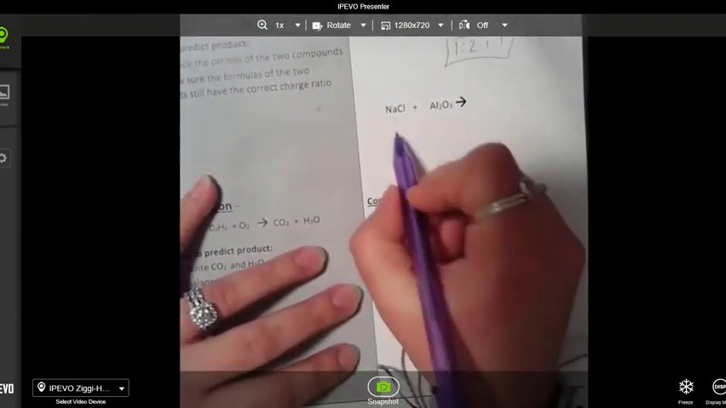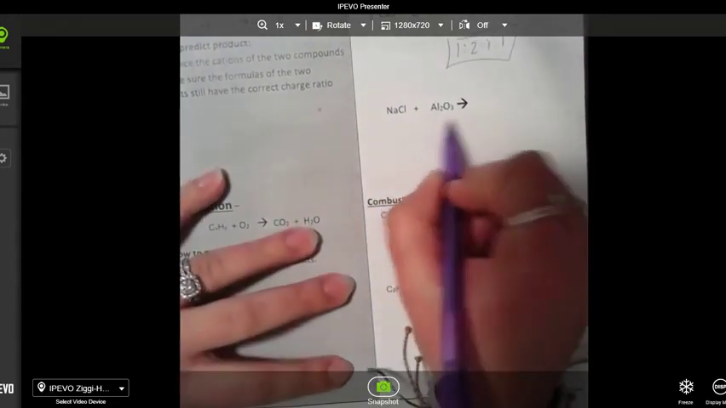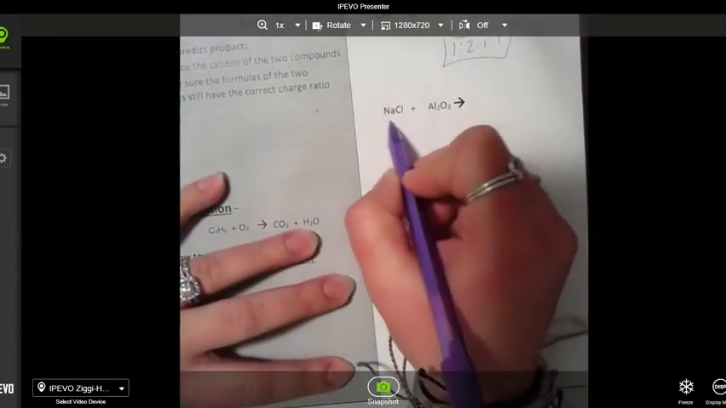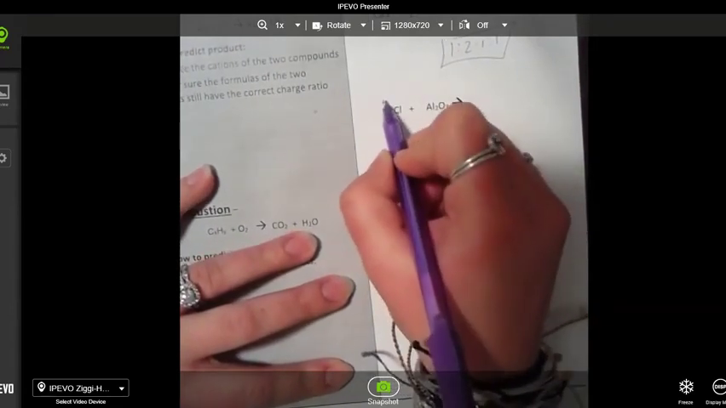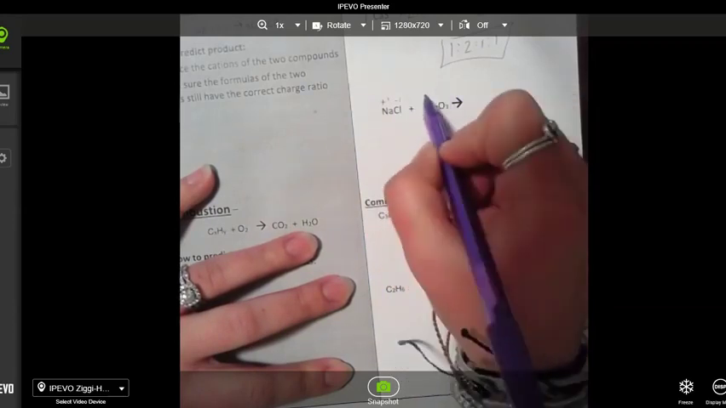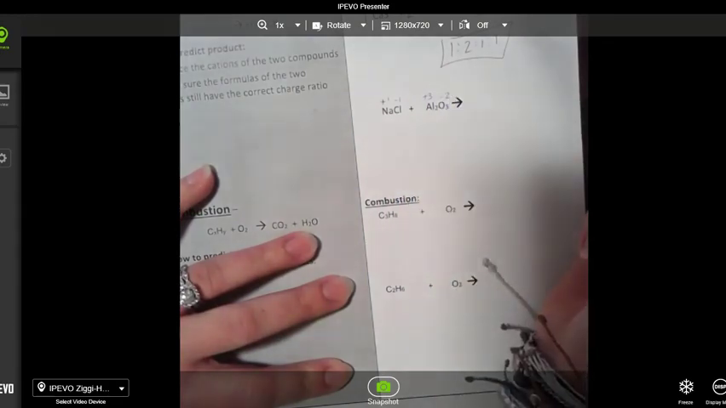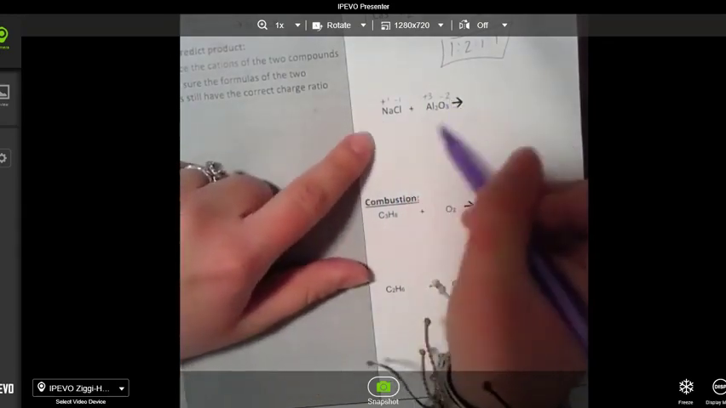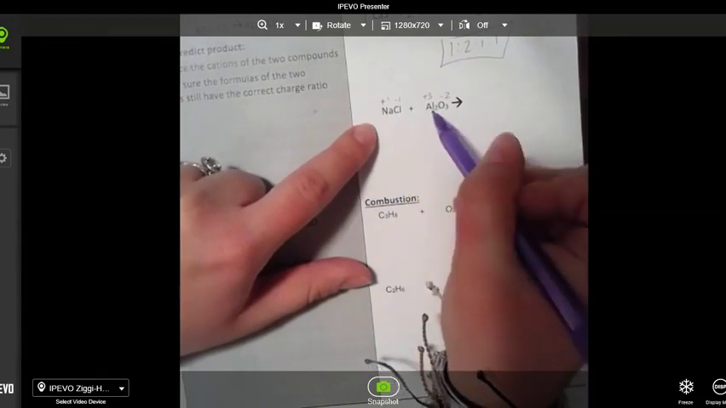All right, next one. We have sodium chloride and we have aluminum oxide. So again, pull the ions apart. So we know Na is in group 1, +1, chlorine is in group 7, -1. Aluminum is in group 3, +3. Oxygen is in group 6, -2. All right, so I know that they're going to switch partners. I know that oxygen is going to end up with sodium and chlorine is going to end up with aluminum.